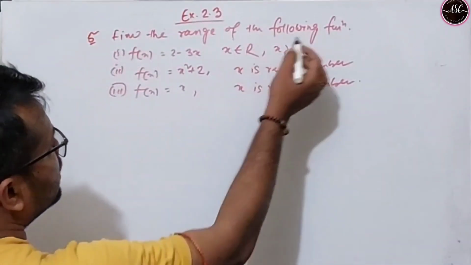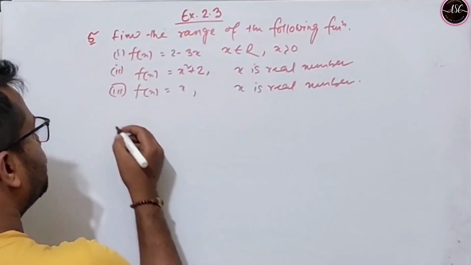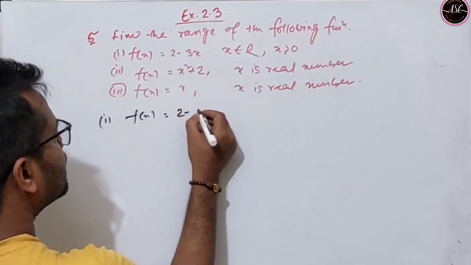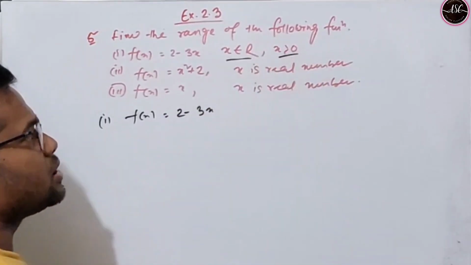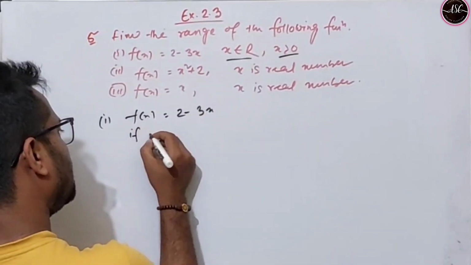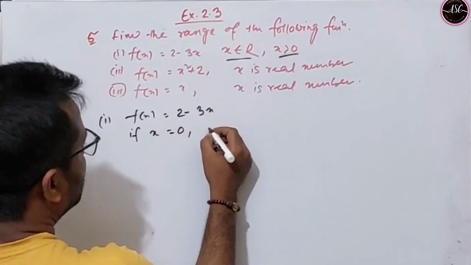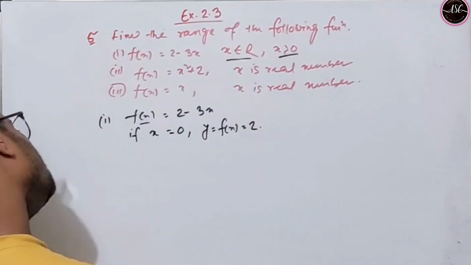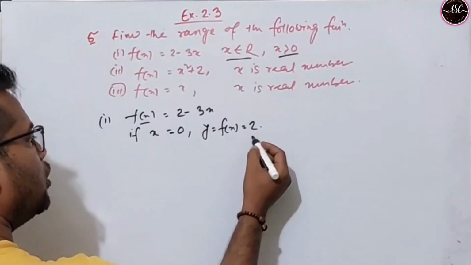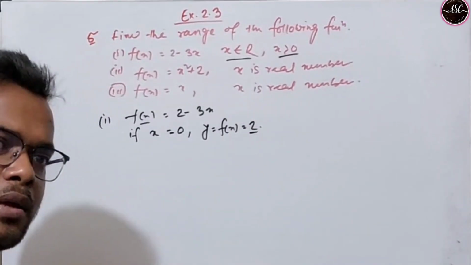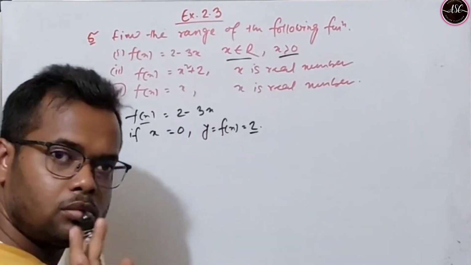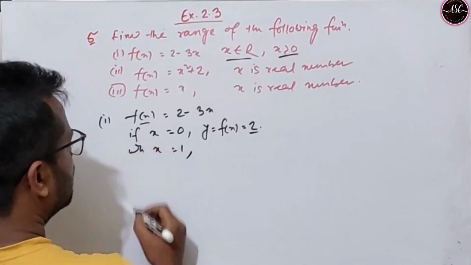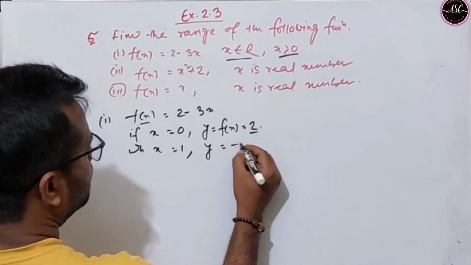Now look at this question. Find the range of the following function. Here three functions have been given. So we are going to do question number 1. f(x) equal to 2 minus 3x, where x belongs to R and x greater than 0. If x equal to 0, then y is equal to f(x), that will be 2. So here we will find the range. So the value of y should be below 2. Okay. Then when x equal to 1, y equal to minus 1.